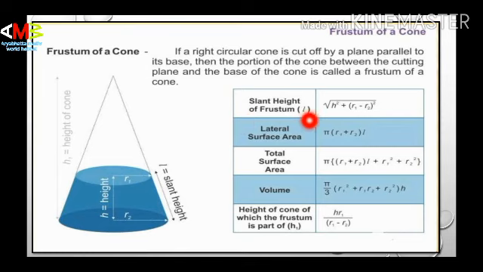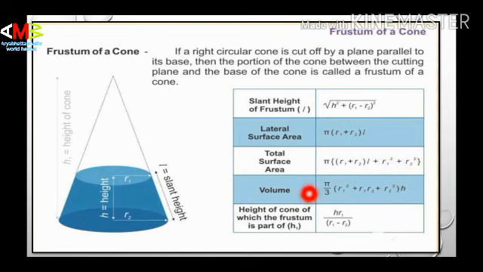Slant height of frustum of cone is L, we have to find L: square root of H square plus (R1 minus R2) square. The small portion is R1, this one is R2. Lateral surface area is pi (R1 plus R2) L. Total surface area of frustum of cone is pi (R1 plus R2) L plus R1 square plus R2 square.